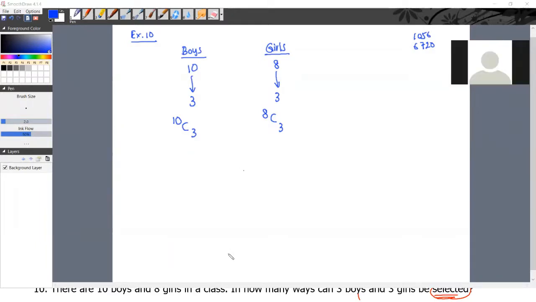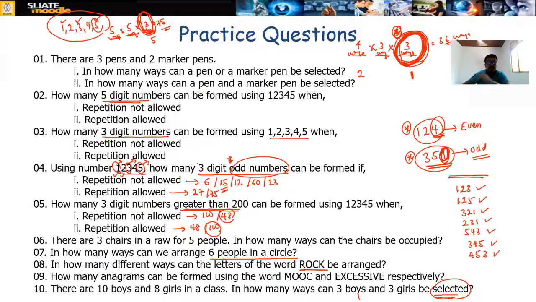3 girls and 3 boys. In how many ways can 3 boys and 3 girls be selected? What is the term that has been used? Yes, 3 boys and 3 girls. So what is the operation we need to use?